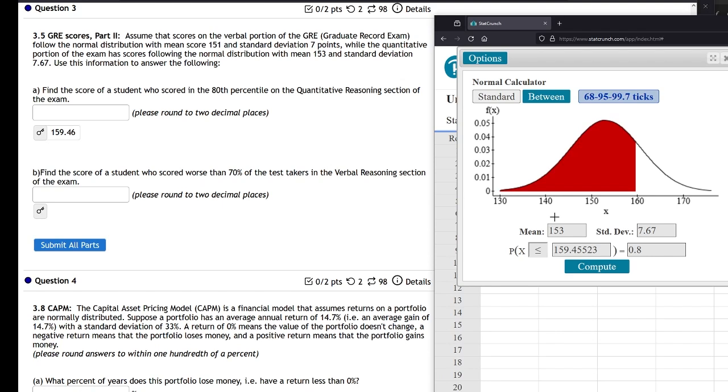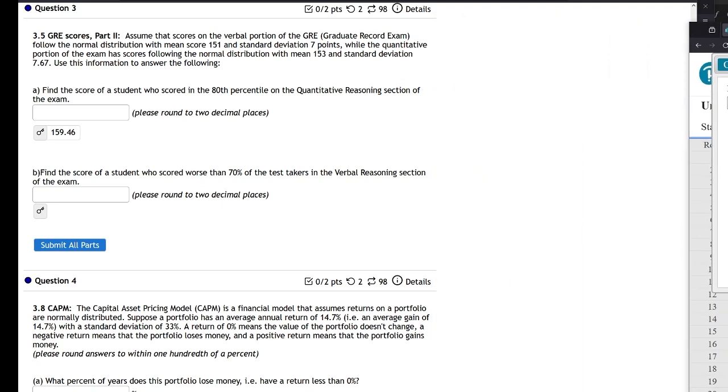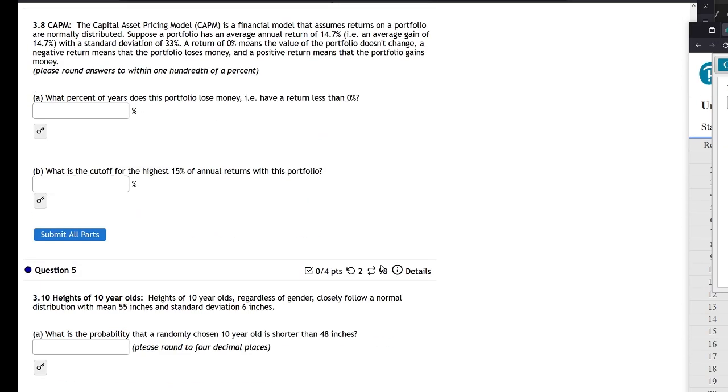The normal calculator is going to do it for you. It's important, don't just memorize how to put the numbers in there. Understand what you're doing. But if you understand what you're doing because you watched the videos and you took your notes and everything, then this calculator makes the actual calculations very easy. Okay, let's go down and look at question number 8.